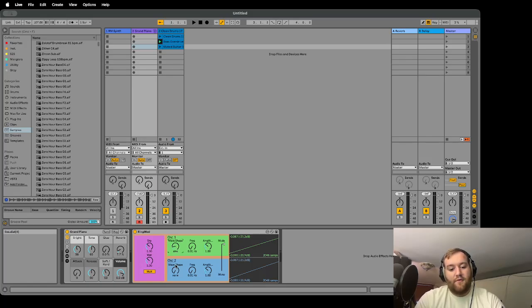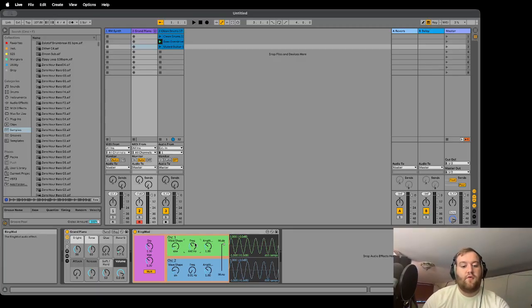So both oscillators have a wave shape selector, frequency, and amplitude. Frequency adjusts how many oscillations per second there are in the wave. So, for example, 440, it is now tuned to an A.